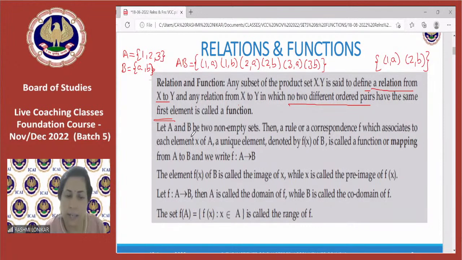Okay, so let A and B be two non-empty sets. Then a rule or correspondence F. When we write the function, we will write it as F.